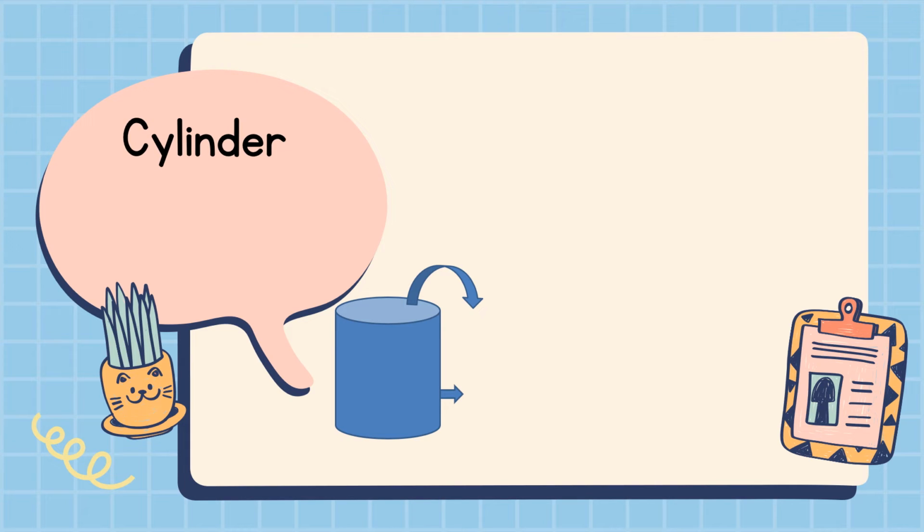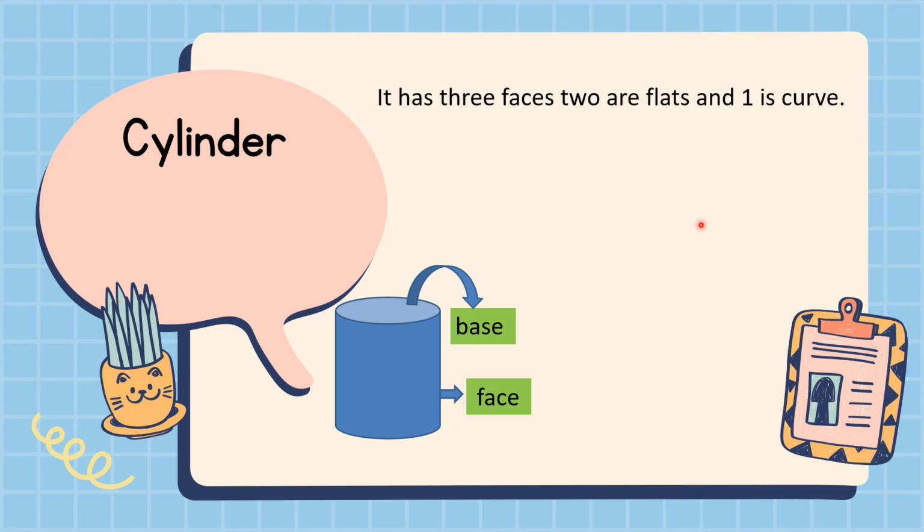Next, cylinder. Now, this is the face of the cylinder, and that is the base. It has 3 faces. 2 are flat, and 1 is curved. Look at this. It says that the cylinder has 3 faces. 2 are flat, so this one, the top here, the bottom there, is what we call the face or faces. So we have 1, 2, and then another face, this one, which is a curved face.